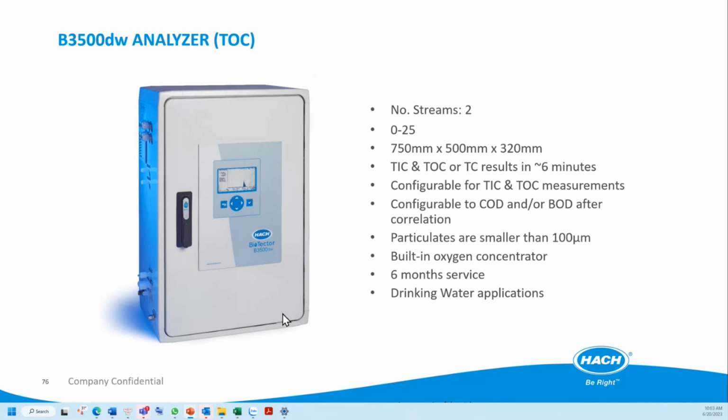For the outlet of the plant, we can also use the B3500 DW analyzer to monitor TOC to make sure that the water is clean and the organic contents are within limit. So this one has the range from 0 to 25. This model has the option of 2 streams, so we can use one BioTector B3500 DW for both inlet and outlet of the plant. We want to measure organic compound, TOC.